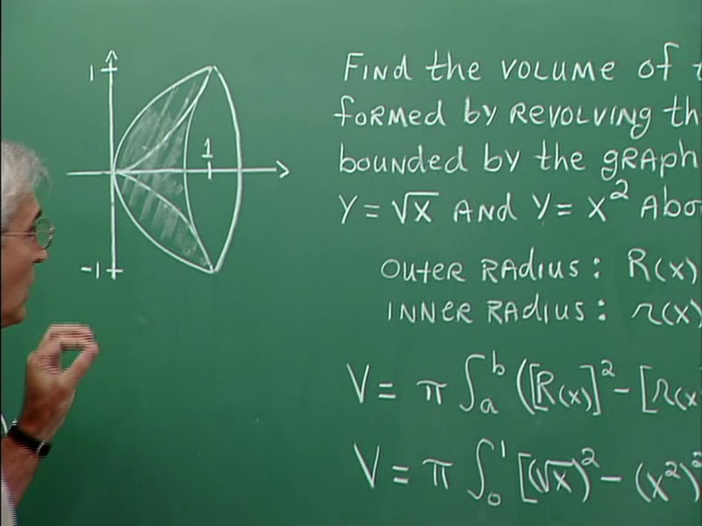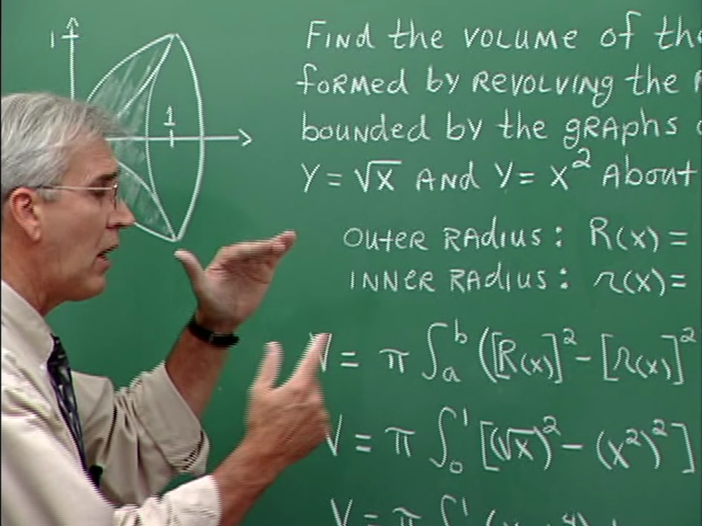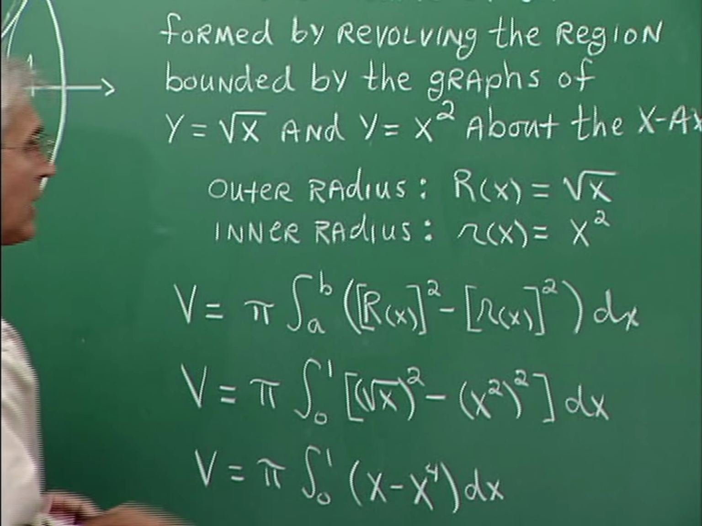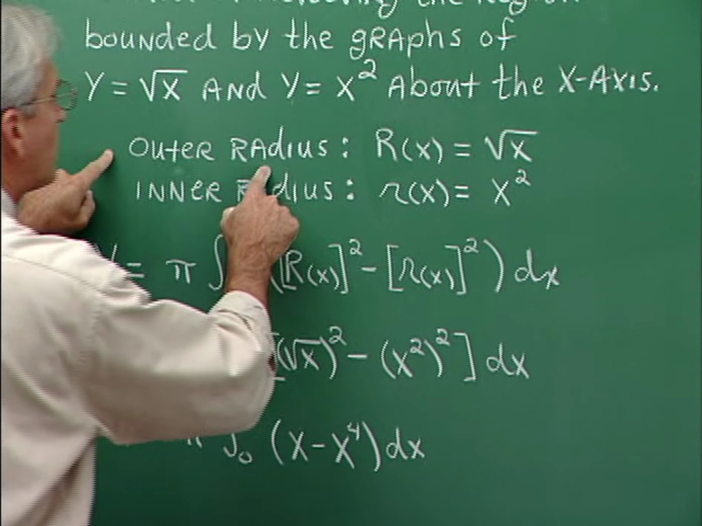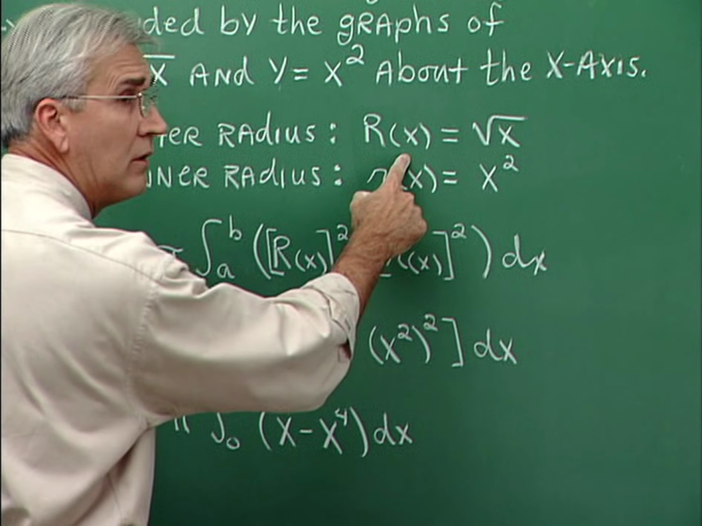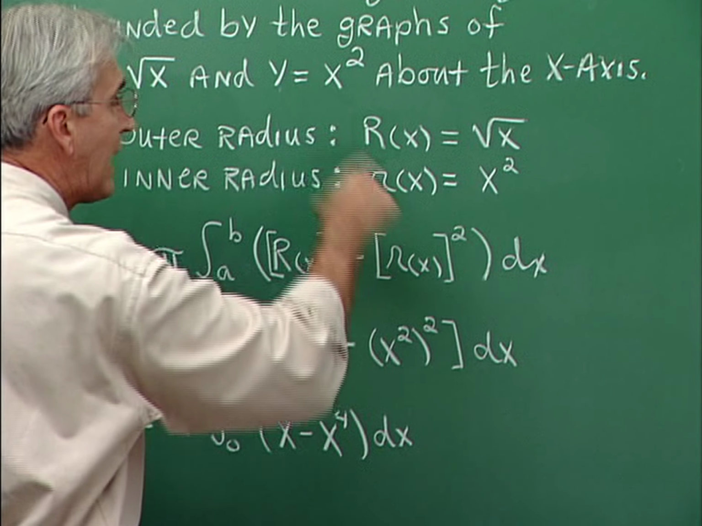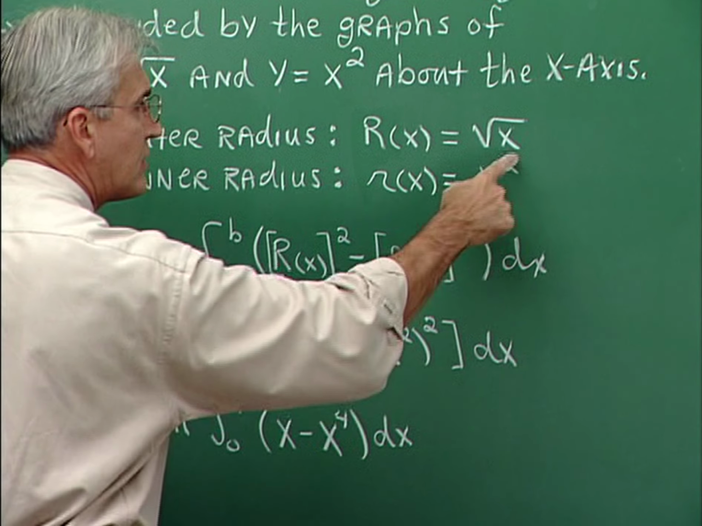Now, we need to calculate here the outer radius and the inner radius in order to make the calculation within the integral notation. The outer radius we'll designate as big R of x, and that's the square root of x part. You see, that's that upper function that we had up here. And little r of x is the x squared.